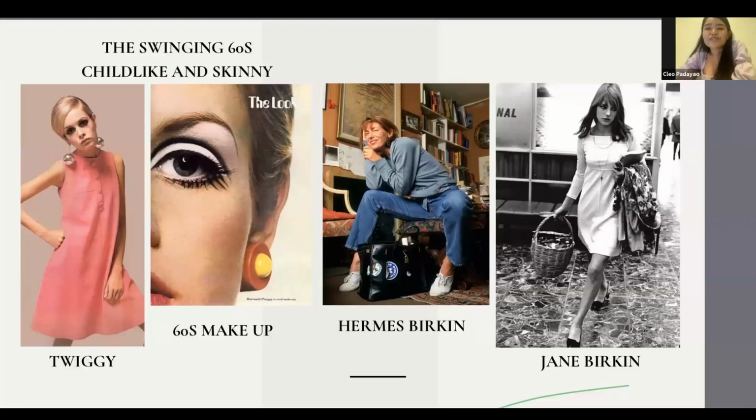And this is to create a very doll-like appearance. So the theme is very childlike, a doll. So that was the 60s ideal look. And one of the it girls of the 60s, Jane Birkin. So she's sporting her baby doll dress. So the dress in the 60s is called baby doll dress.